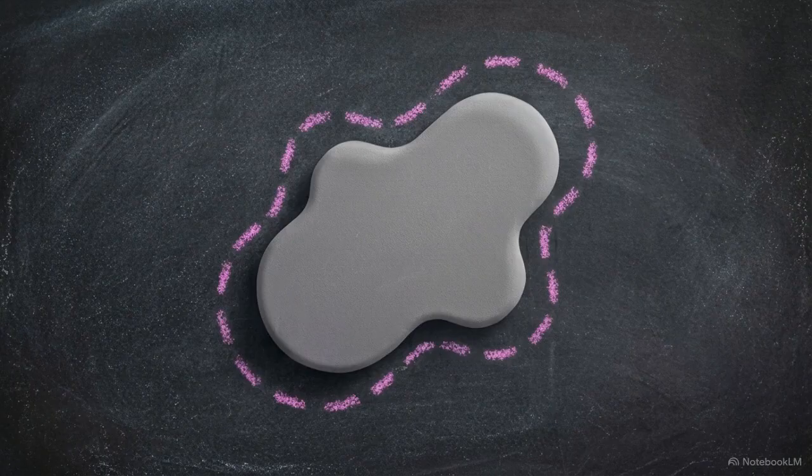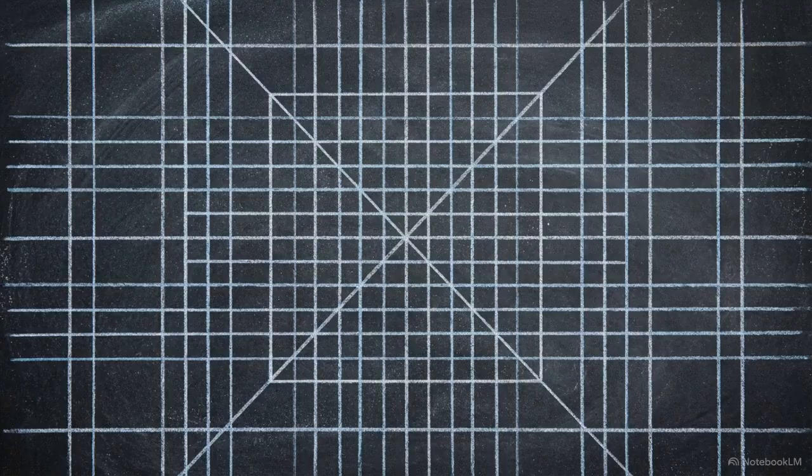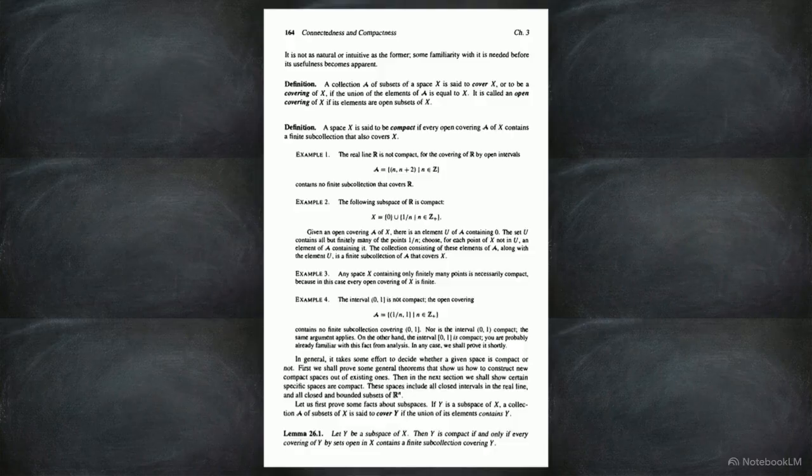In a general topological space, we rely entirely on one reliable building block, the open set. Instead of laying down a coordinate grid, we try to enclose the entire space using a collection of these open sets. We call this a covering. This text from Munkres provides the exact mathematical definition. An open covering of a space X is a collection of open subsets whose union equals X itself.